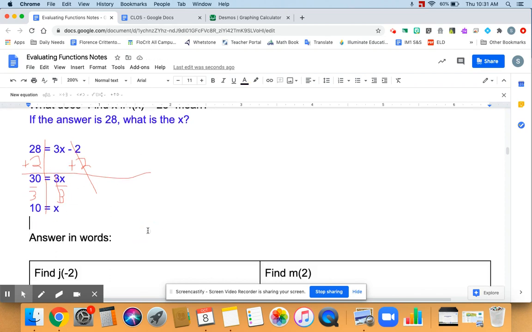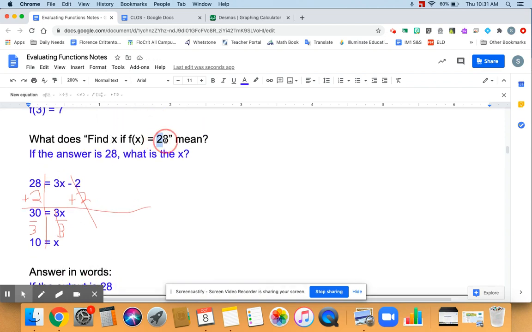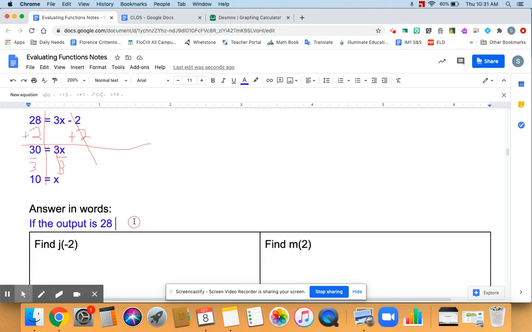X equals 10. If they ask for your answer in words, for this one you would say: if the output, because it was about the answer, is 28, and output is our big word for answer, or our big word for the y. Remember, this is what it was equaling, so that's the y. So if the output's 28, then the input, so the x, is 10, because that's what we figured out. And that's how we do the answer in words.